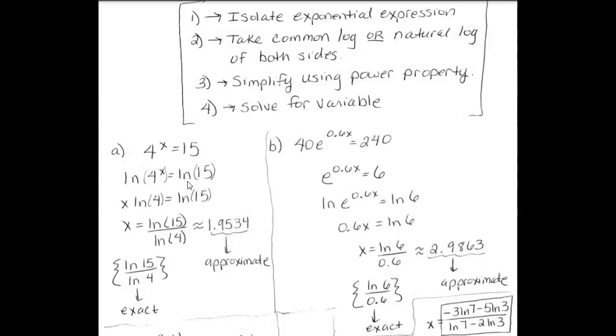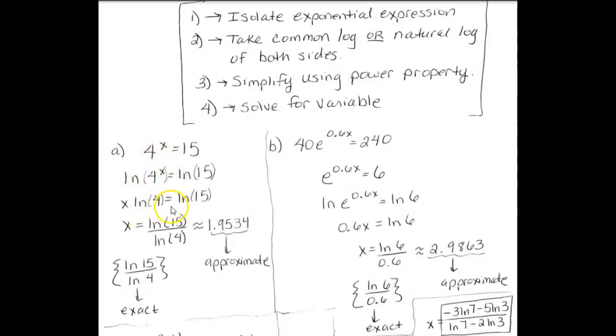Remember that the logarithm is a function. Okay, you're not multiplying by ln. It's like taking the square root of both sides, right? Applying that function to both sides. So to apply the natural log function to both sides means this left side now we can apply our power property and bring down the x to the front.